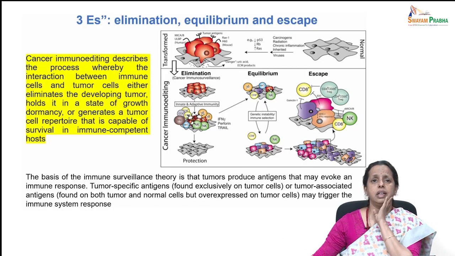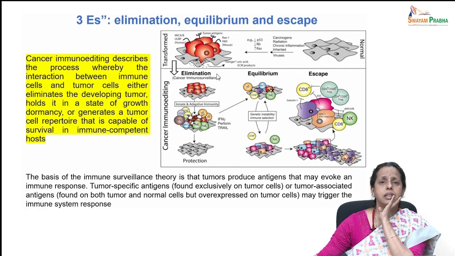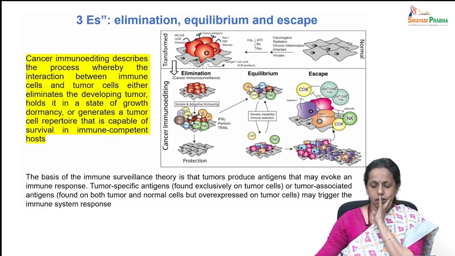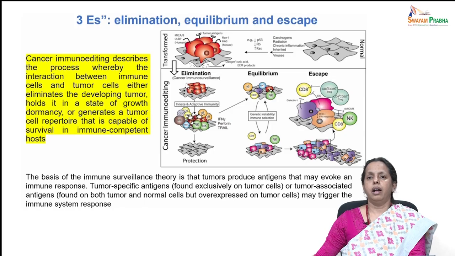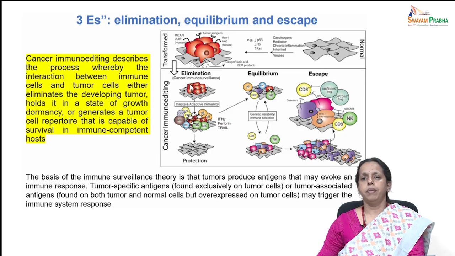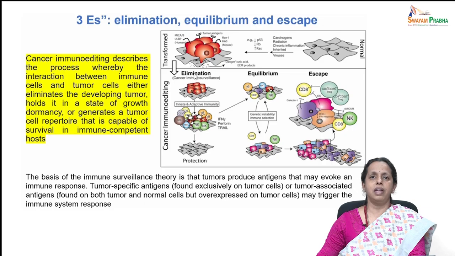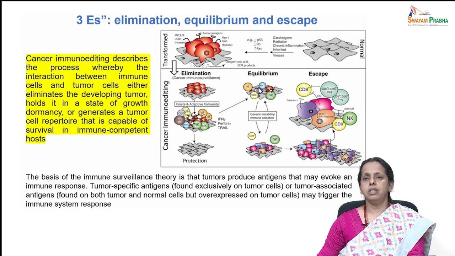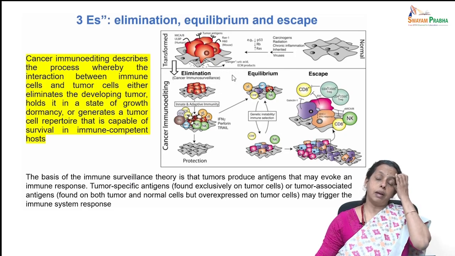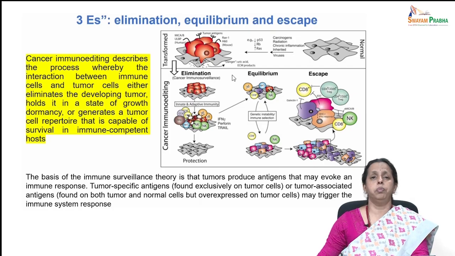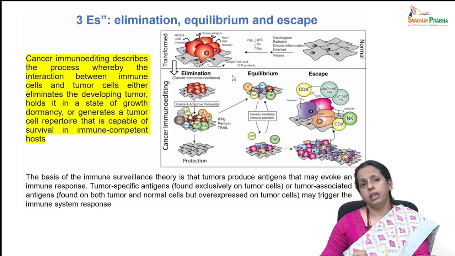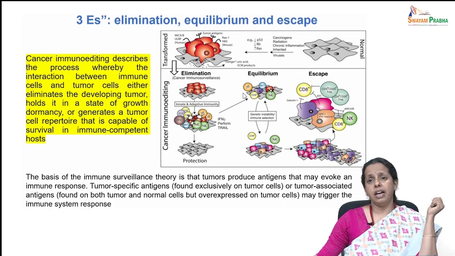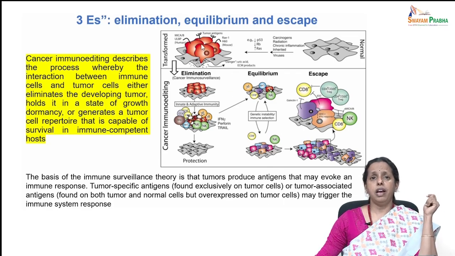So here, if you can see, this is how cancer immunoediting works. This is a normal cell. After it has transformed, you have three phases: your elimination, equilibrium, then your escape. These are the fantastic three E's of cancer immunoediting. You all must be aware, there are two types of immunity in the human body. First is your innate immunity, and then your acquired immunity. Innate and adaptive immune cells play a role here.